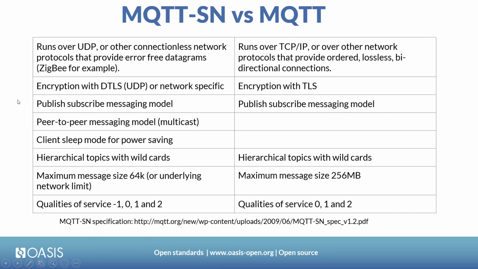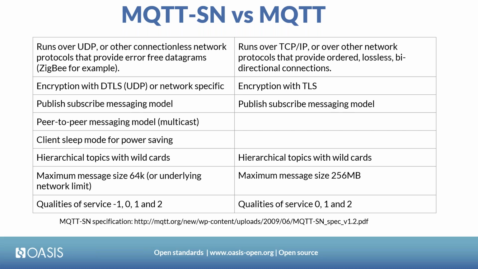And a quick comparison between MQTT and MQTT-SN. So MQTT uses the reliability characteristics of TCP/IP. MQTT-SN is designed to run over a connectionless protocol that provides error-free datagrams. So it still needs the error correction in the underlying transport. UDP is typical, and ZigBee was another example of that.